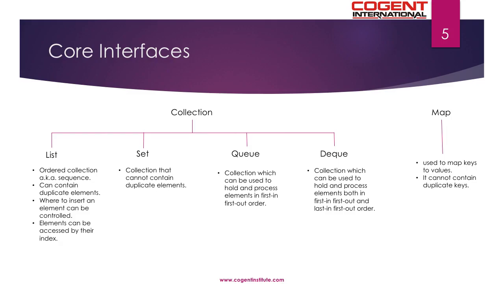Set interface: a collection that cannot contain duplicate elements. Queue interface: a collection which can be used to hold and process elements in first in, first out order. Deque interface: a collection which can be used to hold and process elements in both first in, first out and last in, first out order. Map interface is used to map keys to values. It cannot contain duplicate keys.